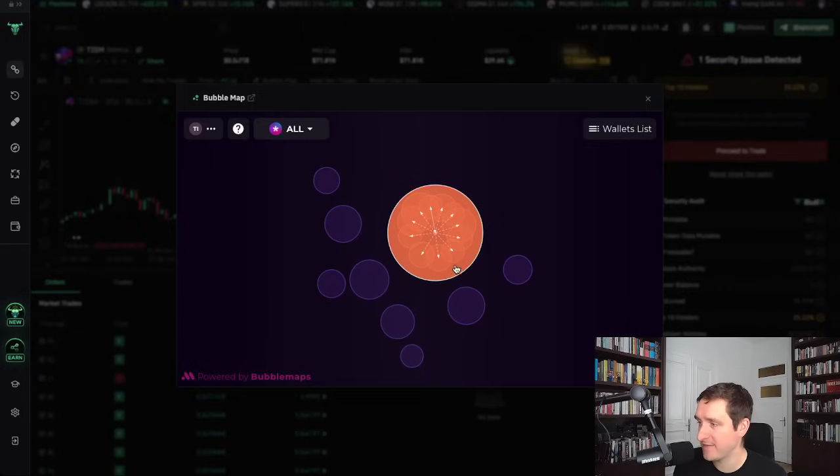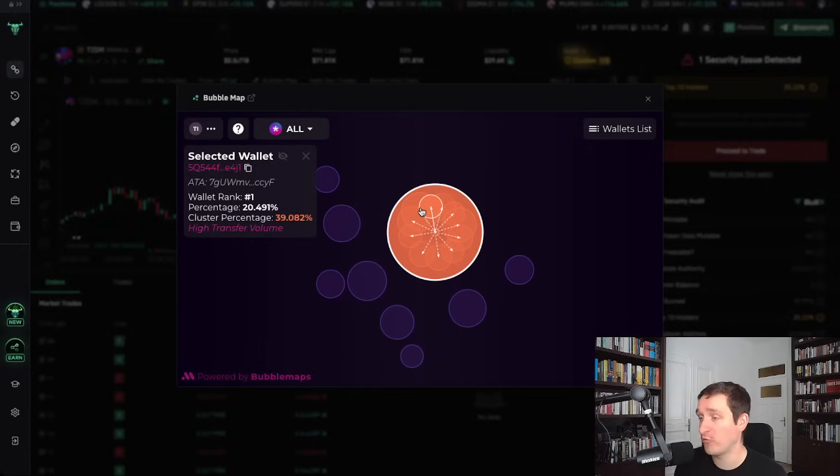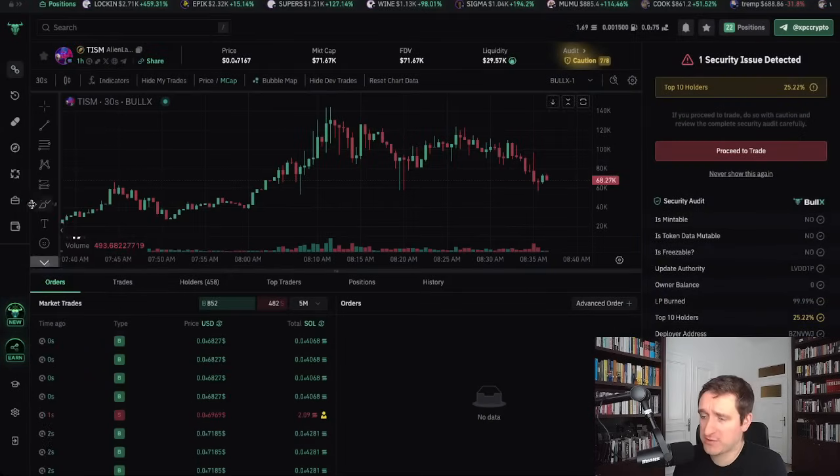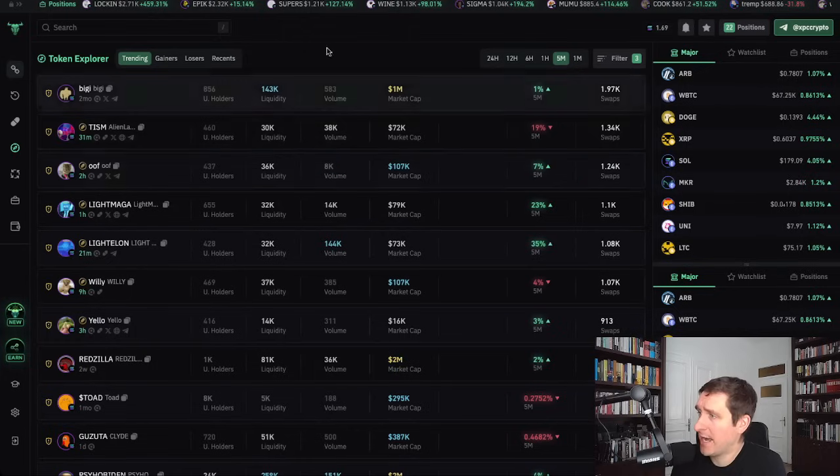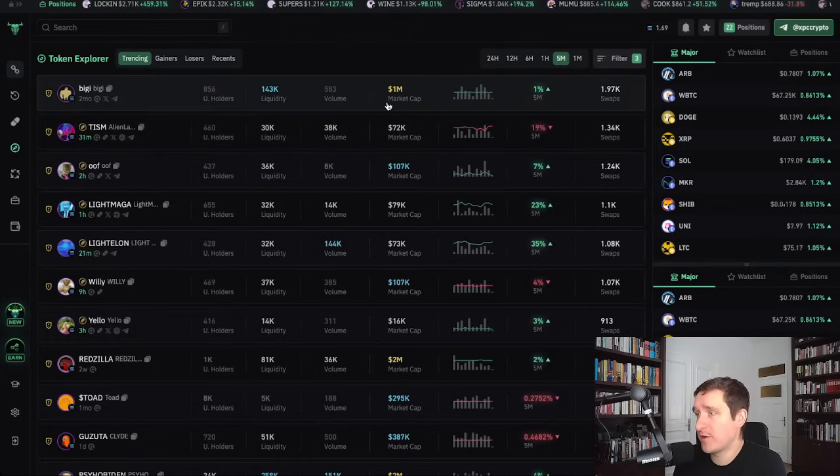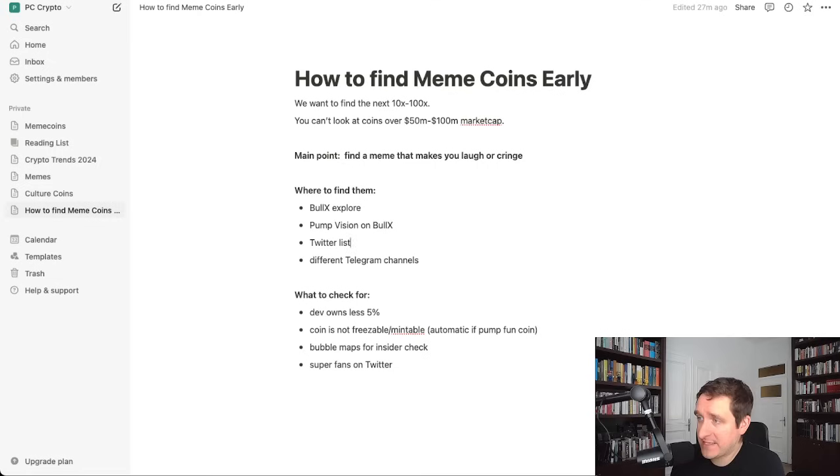So you have a huge cluster of wallets that are connected, that are holding 39%. So this is a hard pass on the coin. If you have a cluster like that, it means that connected wallets own together almost half of the supply of the coin. So that was, of course, a random coin that I checked. You should beware of things like that, and definitely check bubble maps.